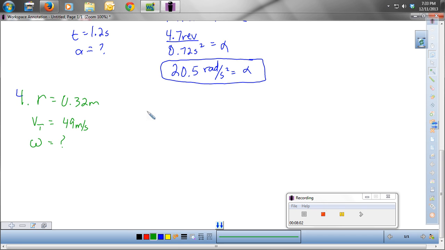Now, omega, actually what I typically would use is v equals omega r. So v divided by r would be equal to omega. So v is 49 meters per second. I'm going to divide that by 0.32 meters. Notice that my meters will cancel, and that will give me my radians per second. And when I did that, I got my radians per second to be 153.